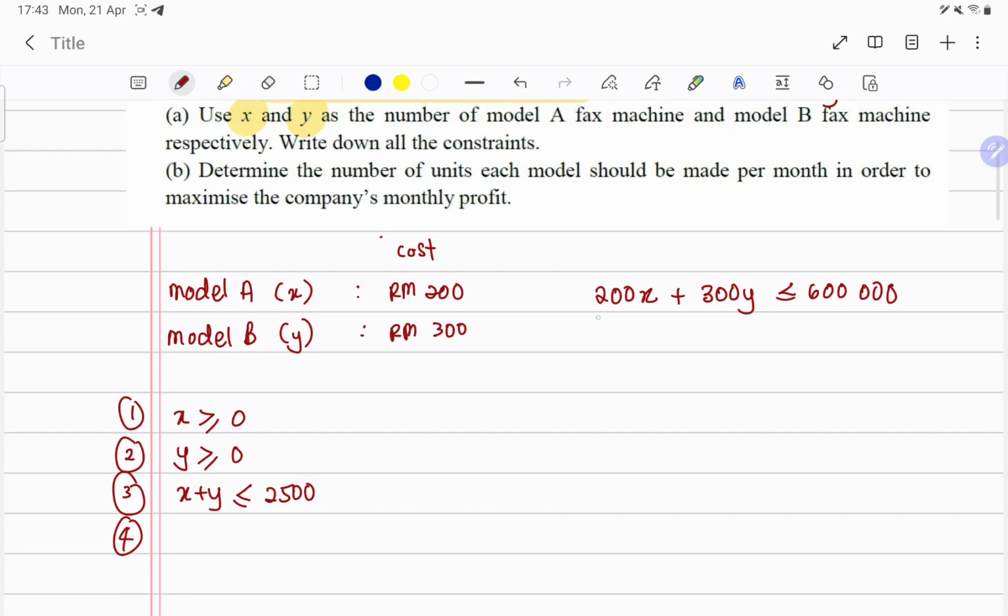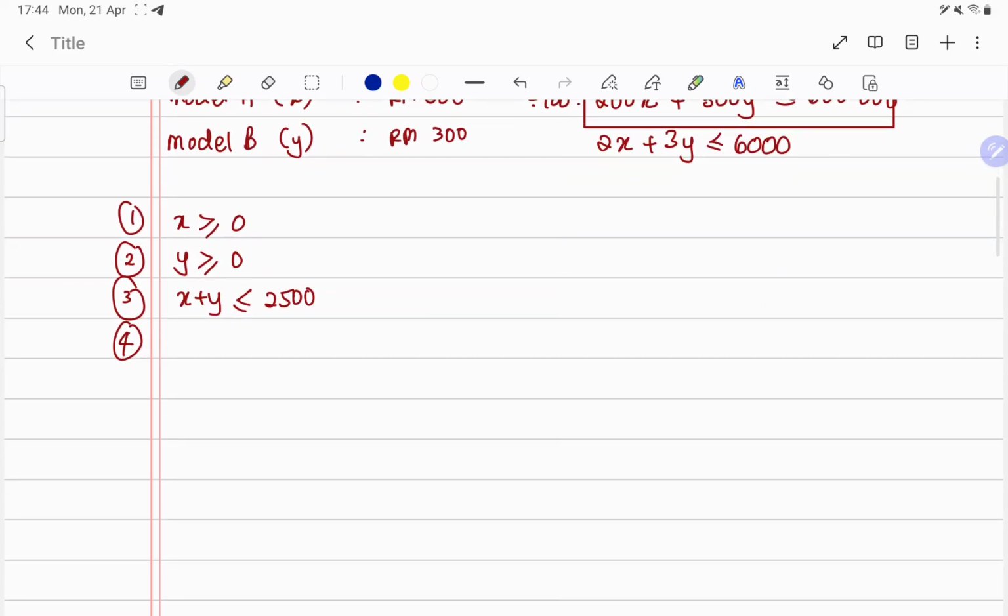But here if you see, we actually can simplify this by dividing by 100. So when you divide 100 for all of these terms, you're going to get 2x plus 3y less than or equal to 6,000. So this is your fourth equation or inequality. Now, you settled already for question A, where they ask you to write down all of the constraints.